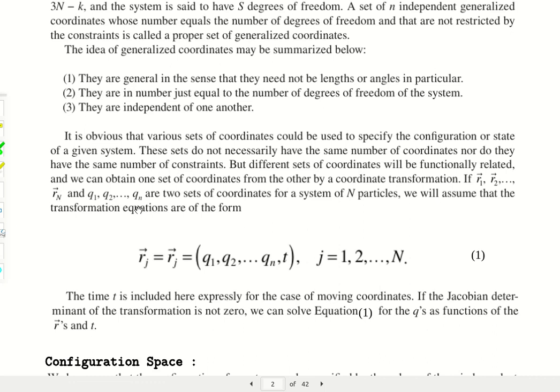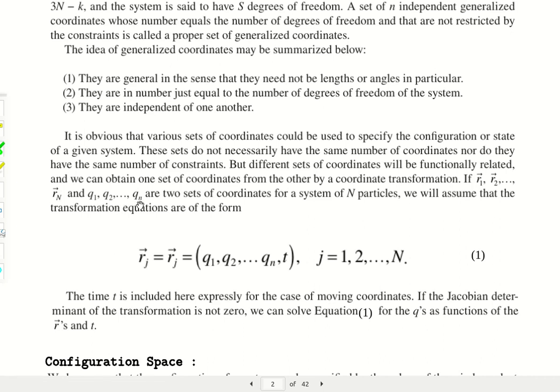Why are they generalized? See the first point: the coordinates need not be lengths all the time. They may be angles, they may be something else. So they are generalized, no fixed dimension is here, and these generalized coordinates are written in terms of q. So q1 to qn, there are n generalized coordinates.